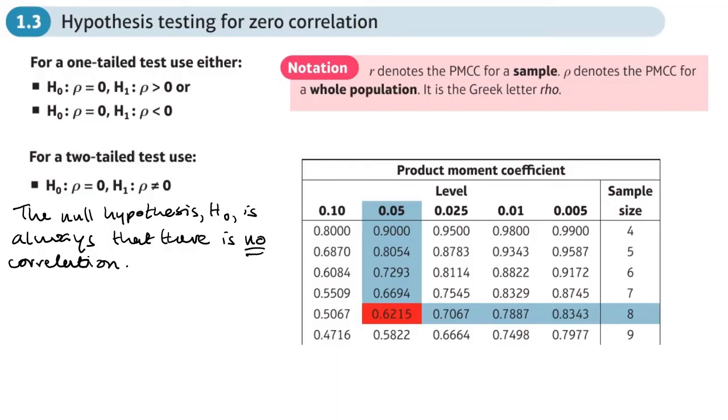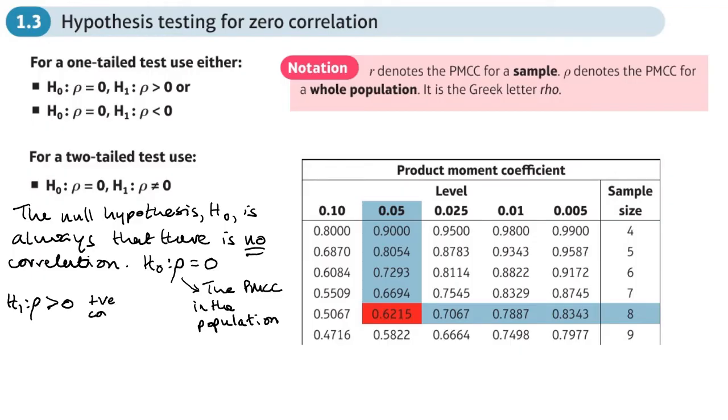So for H0, we use this Greek letter rho that looks like a P, and this basically means that there is no correlation in the population. So this represents the PMCC in the population. Now H1 could be that rho is greater than 0, so that would be that there is evidence to suggest that there's a positive correlation in the population.